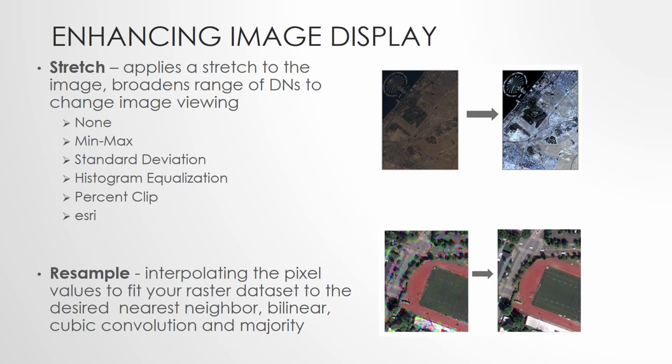With stretch, what you're doing is you are broadening your range of digital numbers to change the image viewing. The different types of stretch that you'll work with are none, min-max, standard deviation, histogram equalization, percent clip, and an ESRI stretch. When you resample, you're interpolating the pixel values to fit your raster dataset to the desired nearest neighbor, linear, cubic convolution, and/or majority. So an interpolation is a way of filling in gaps or spaces in the data and providing a smoother output.